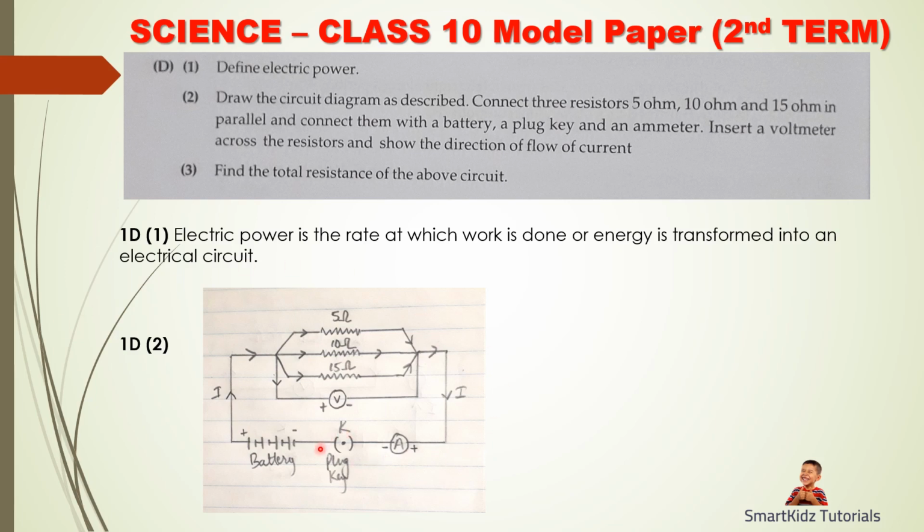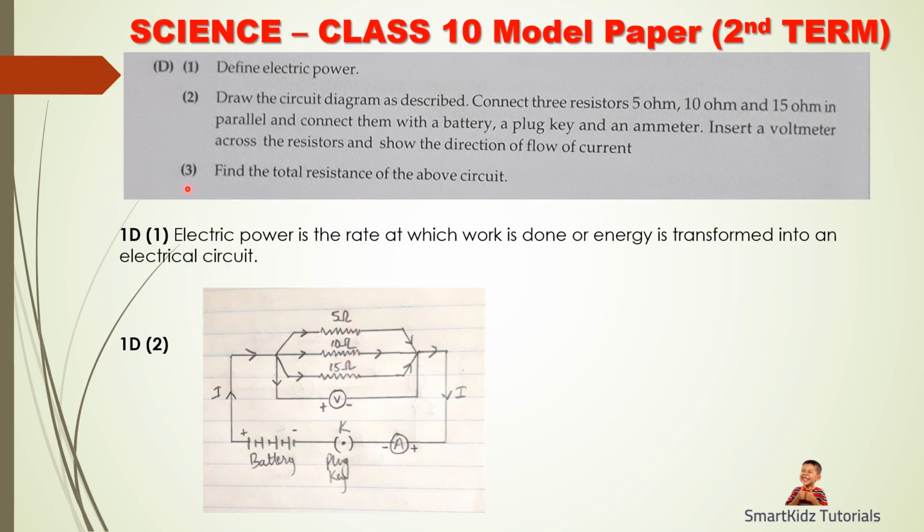It should be neat and it should be clearly marked. Where is the battery, the plug key? Just make sure the ammeter is marked with a capital A and voltmeter with a capital V. And the flow of current, you can mark it with I, that is the symbol for current. And if the resistances are not given, then you can just put it as R1, R2 and R3. If they are mentioned, then you need to mention them as 5 ohm, 10 ohms, 15 ohms as mentioned over here.